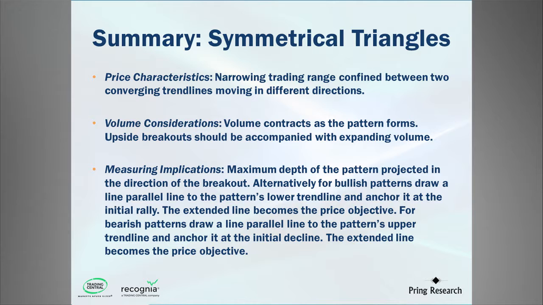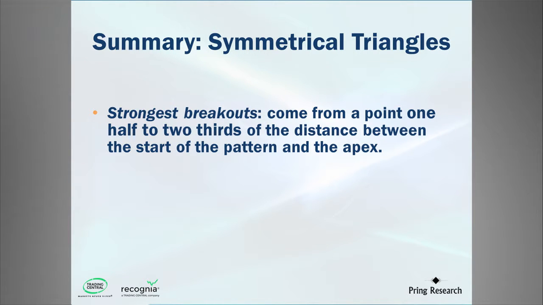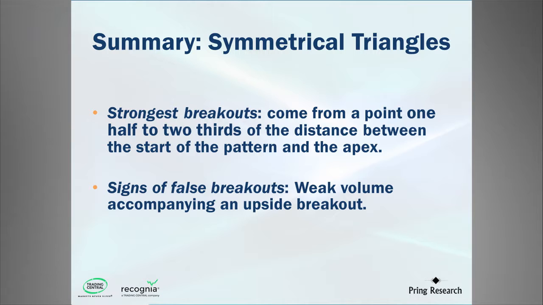Alternatively, for bullish patterns, draw a line parallel to the pattern's lower trend line and anchor it at the initial rally. The extended line becomes the price objective. For bearish patterns, draw a line parallel with the pattern's upper trend line and anchor it at the initial decline. The extended line becomes the objective. Strongest breakouts come from a point between 1/2 and 2/3 of the distance between the start of the pattern and the apex. Signs of false breakouts: weak volume accompanying an upside breakout.